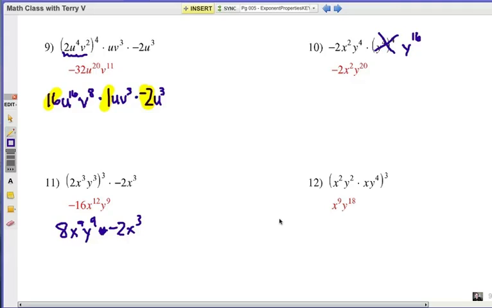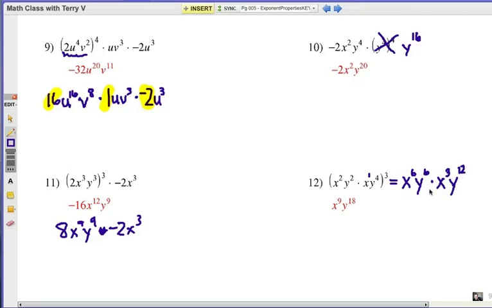And finally, number 12, all of this is raised to the 3rd power. See the 3 on the outside? So that means that I'm going to change this x squared, y squared to x to the 6th, y to the 6th because of the 3 power on the outside. Remember, this is x to the 1st right here. So raising it to the 3rd power would make that x to the 3rd power. And then the y would be y to the 12th power.